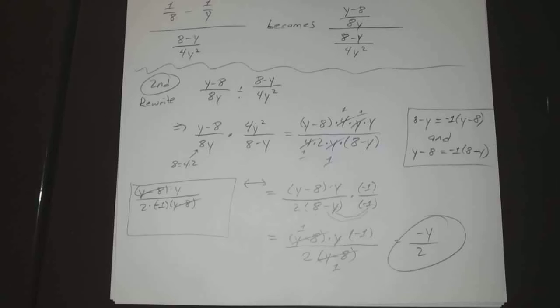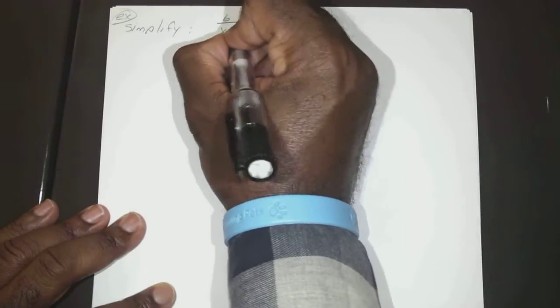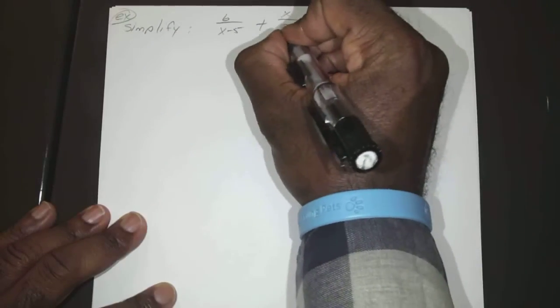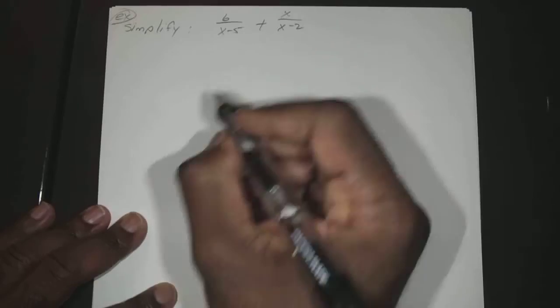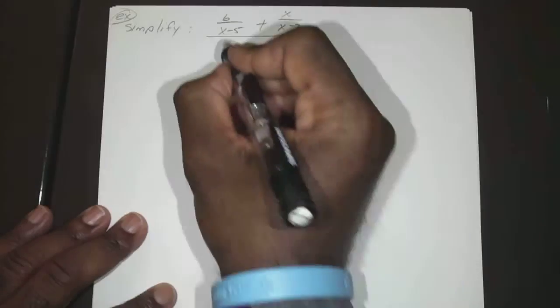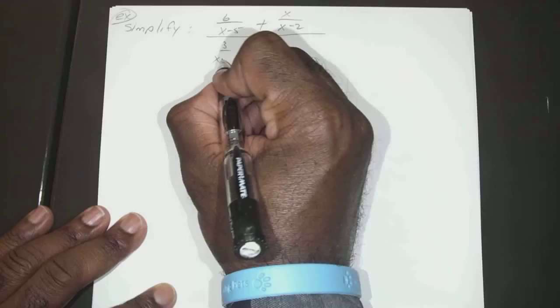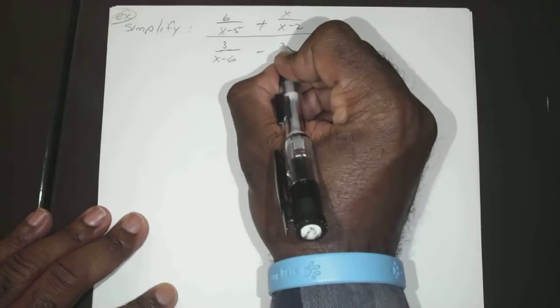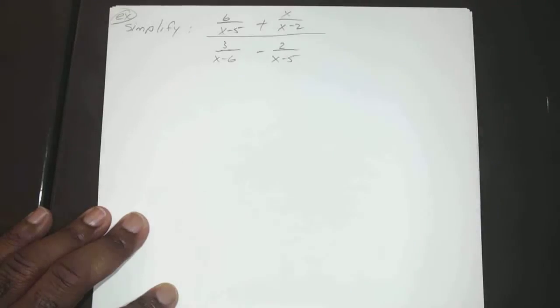So, let's say we decide to simplify. Let's see if we have 6 over x minus 5 plus x over x minus 2, and all that is divided by 3 over x minus 6 minus 2 over x minus 5.